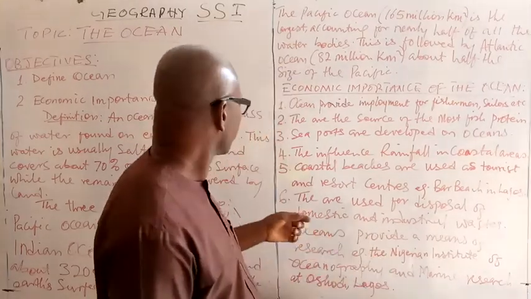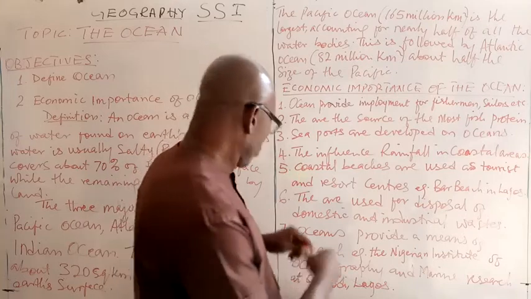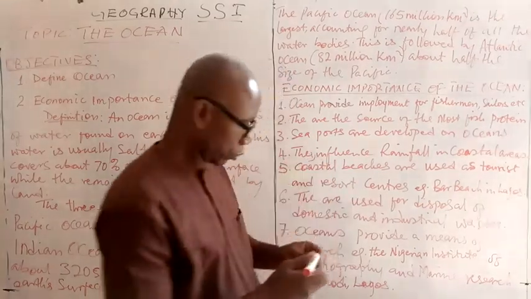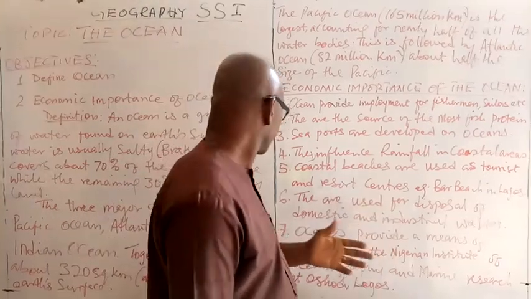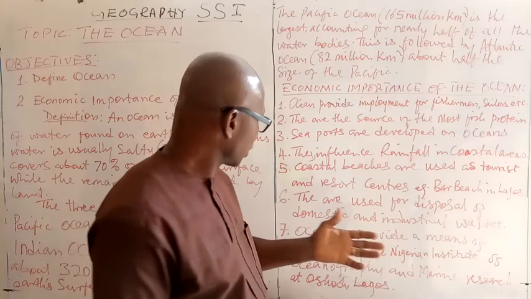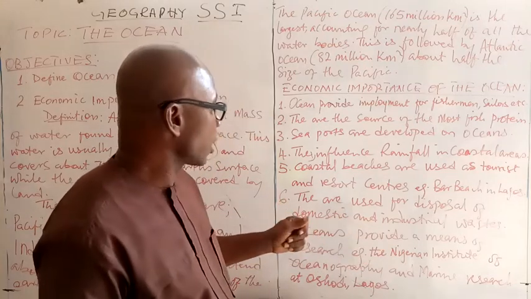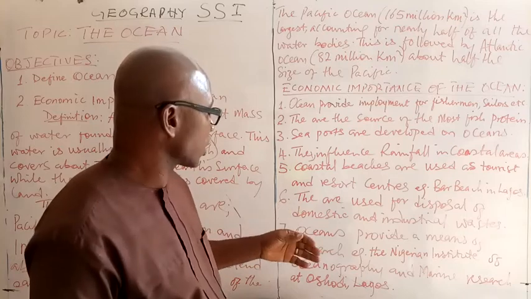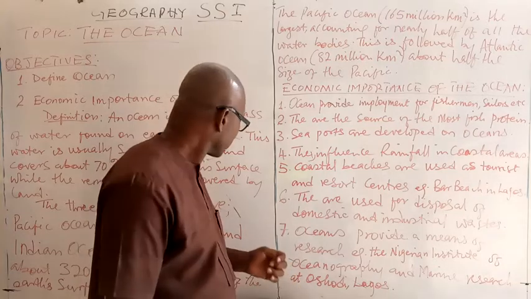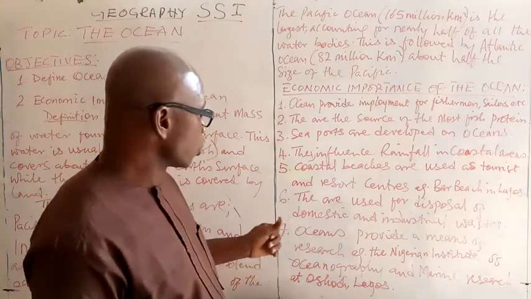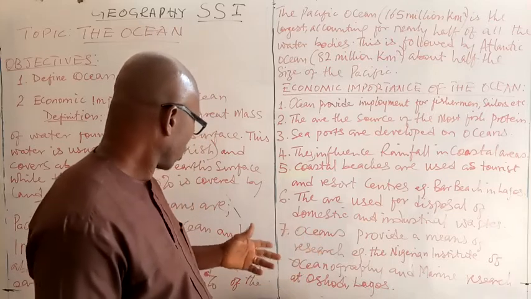All of us are aware. Number four, they influence rainfall. Oceans influence rainfall in the coastal areas, modifications, as you may call it. Five, coastal beaches are used as tourist and resource centers. Example, the Bar Beach in Lagos. Very important one. Number six, they are used for disposal of domestic and industrial wastes all over the world.